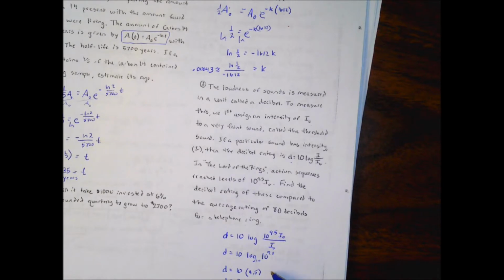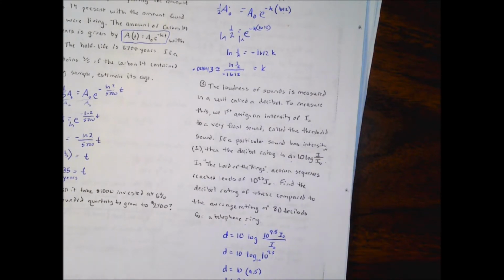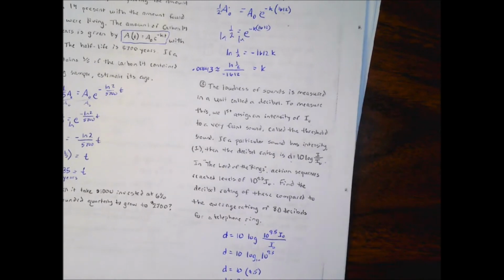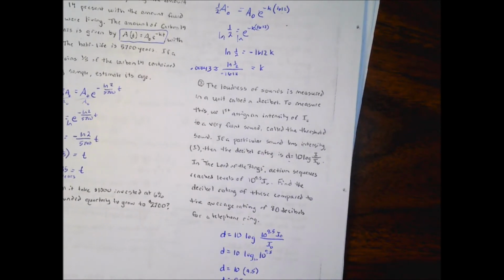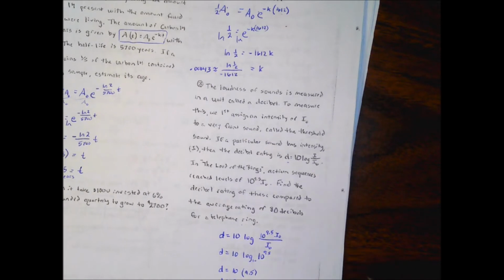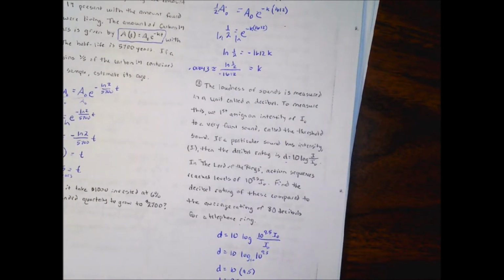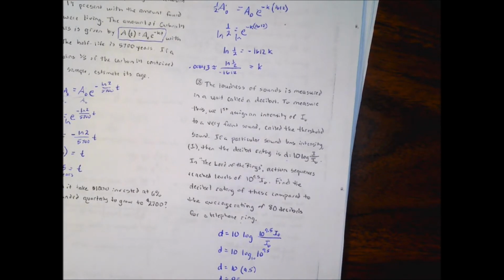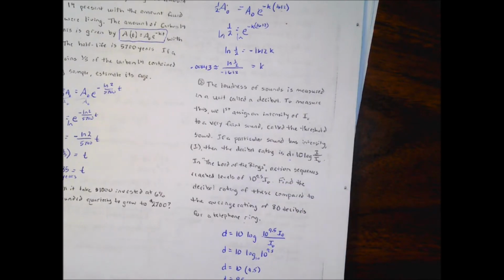Now if I want to compare that to the telephone, I have 10 to the 9.5 I0 divided by 10 to the 8 I0, 80 decibels. Those cancel out, which gives you 10 to the 1.5, approximately 31.6, which means this action sequence is 31.6 times more intense than an average telephone ring.